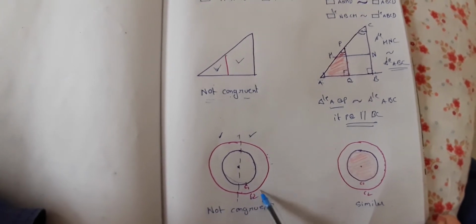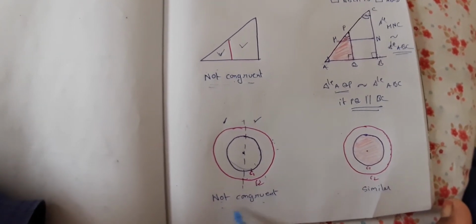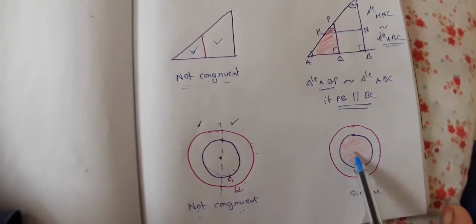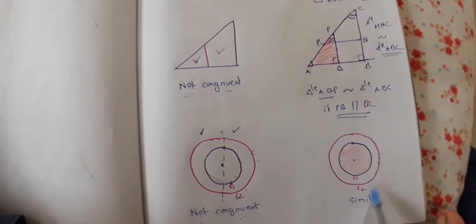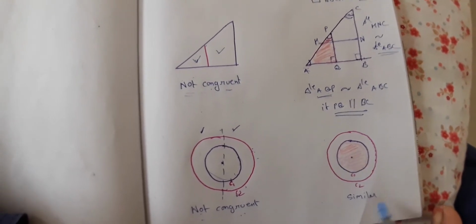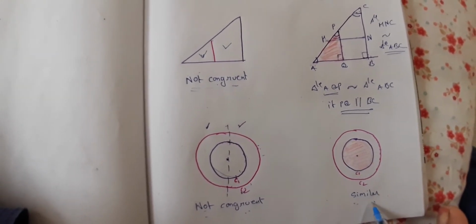But here the sizes are different. Therefore, it is not congruent. They are not congruent. But here, see, the shape is the same, a circle again, but the sizes are different. Hence, these are similar.